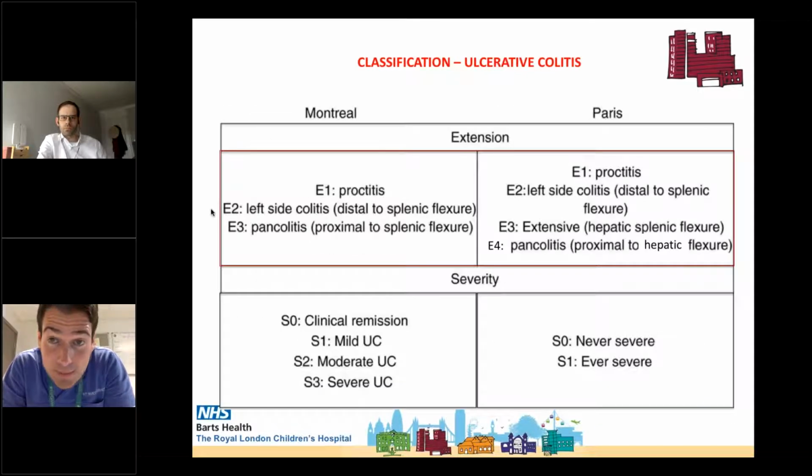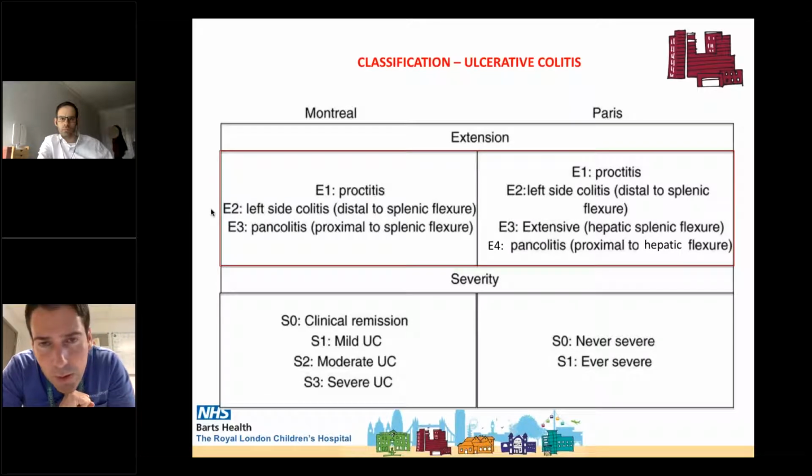If we look at ulcerative colitis, it's a bit easier, a bit less complex. Both the Montreal and the Paris classification use the letter E for extension to define different extents of UC. E1 is UC proctitis, so it's confined to the rectum only. E2 is when ulcerative colitis involves the left colon, after the splenic flexure. E3 is when it goes proximally to reach the hepatic flexure, or between the splenic and the hepatic. And E4 is UC pancolitis, involving the whole colon.